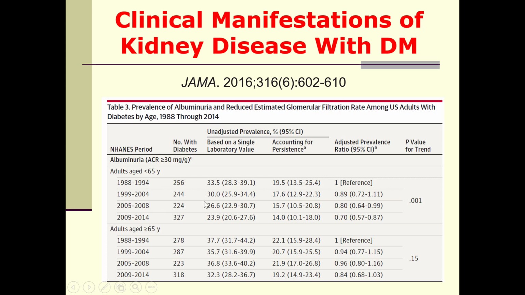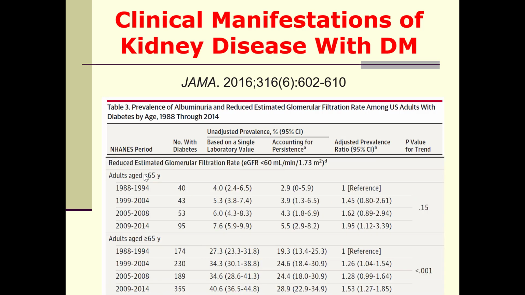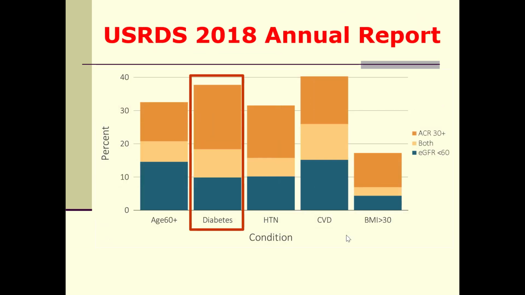Through the years, there is reduction of albuminuria, especially in patients aged less than 65 years. At the same moment, there is an increasing percentage of patients with low GFR. So it seems that the prevalence of diabetic kidney disease is the same, but has a different phase, declining in albuminuria and increasing in reduction of GFR in diabetic patients. And this is the current state in the United States according to the last report.